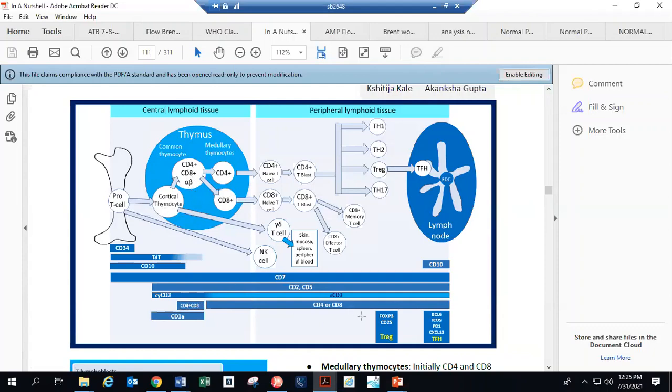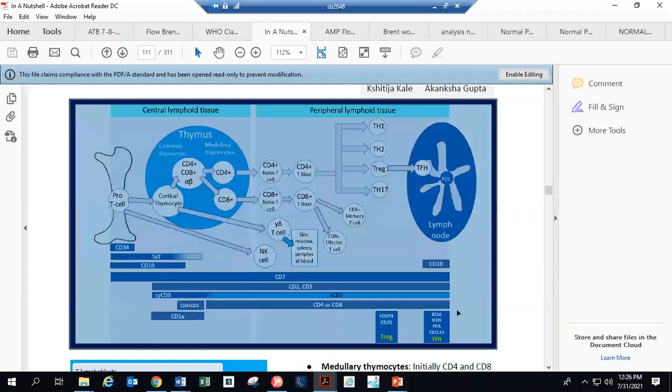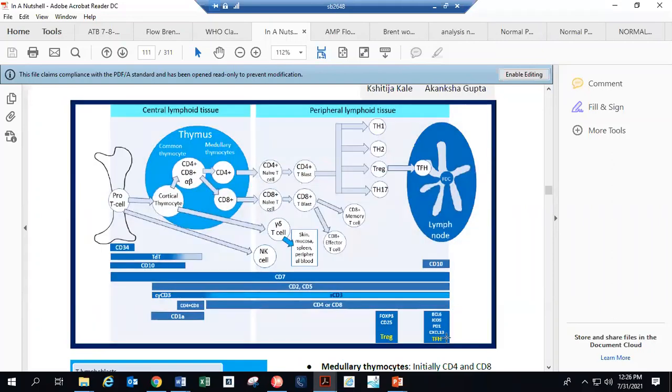We know that there are T regulatory markers and T follicular helper markers. These T follicular helper markers, BCL6, ICOS, PD1, CXCL13, when do we read about these? Does anyone remember? So that we read in angioimmunoblastic lymphoma, right? So in angioimmunoblastic lymphoma, we have these T follicular helper markers that are present.